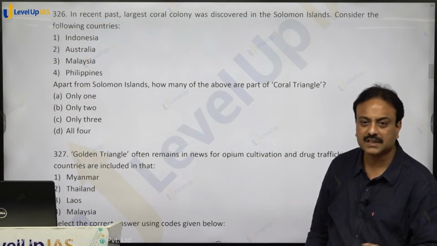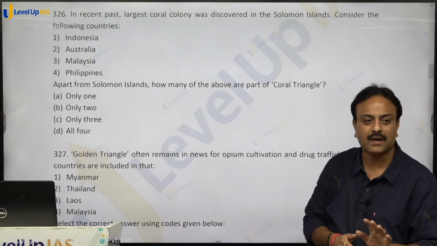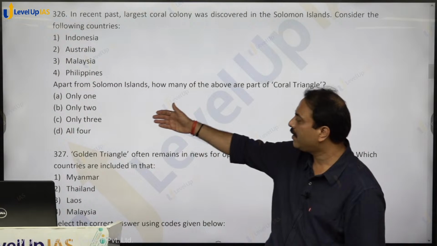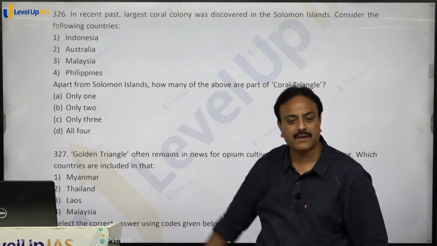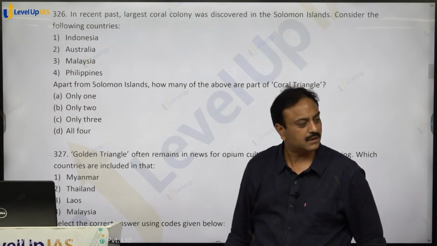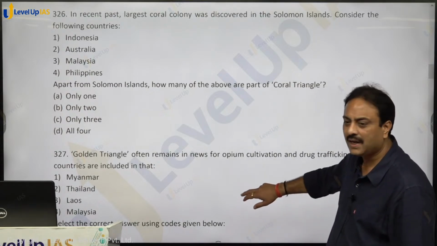Right? These 6 countries are part of Coral Triangle. Clear on that? So here it will be only 3. Australia will not be part of that. So option C, C for cat, will be the right answer. Clear? Can we move on?